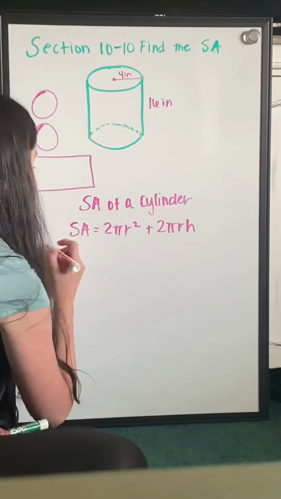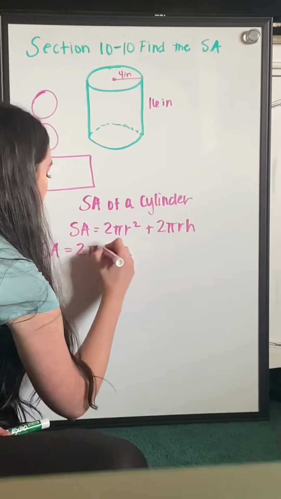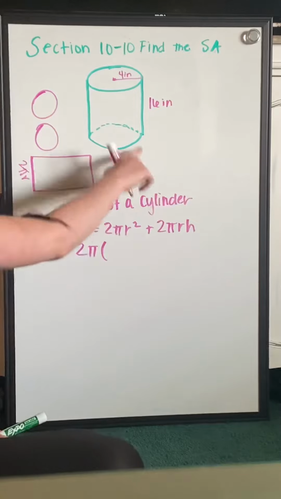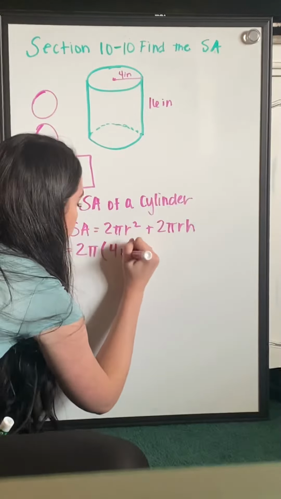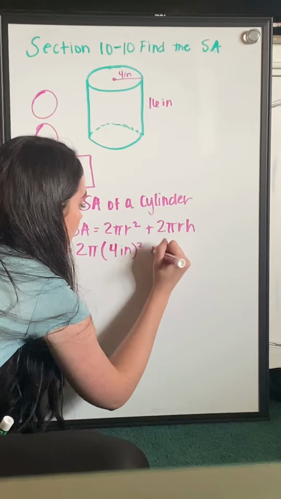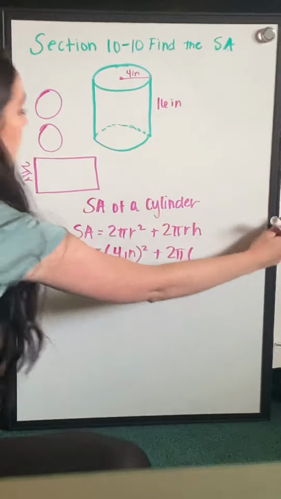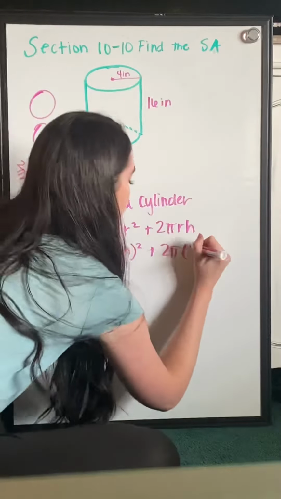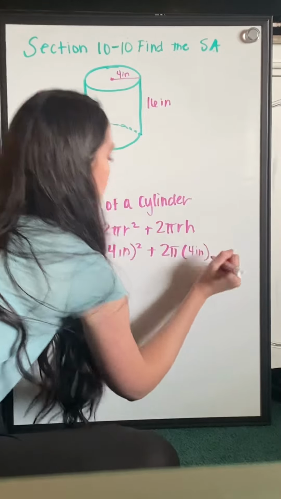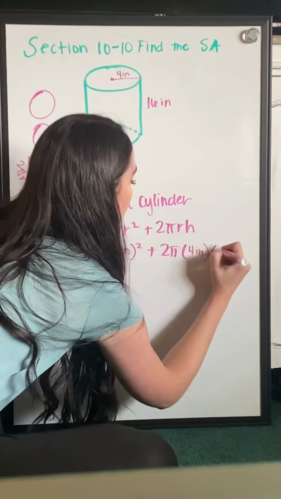So we have the surface area equals 2 pi times the radius of the circular base squared, so it would be 4 inches squared, plus 2 pi times the radius of the circle, which is again 4 inches, times the height of the cylinder, which is 16 inches.